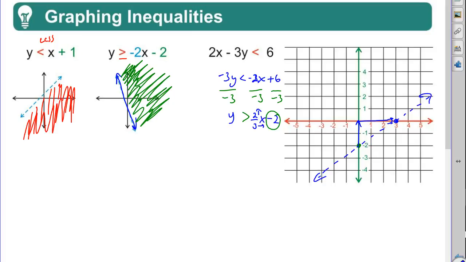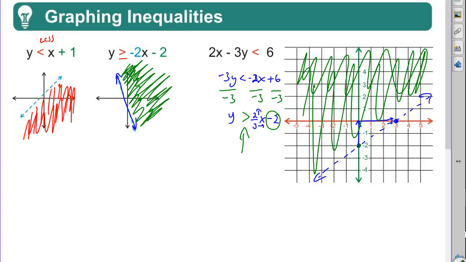And where am I shading? Above or below? Well, it's a greater than, so I got to shade above. And it's all these points up here. Hey, if you can do linear equations, you should be able to do linear inequalities. Not a problem. You just got to remember, am I using a solid line or a dotted line? Am I shading above or below?